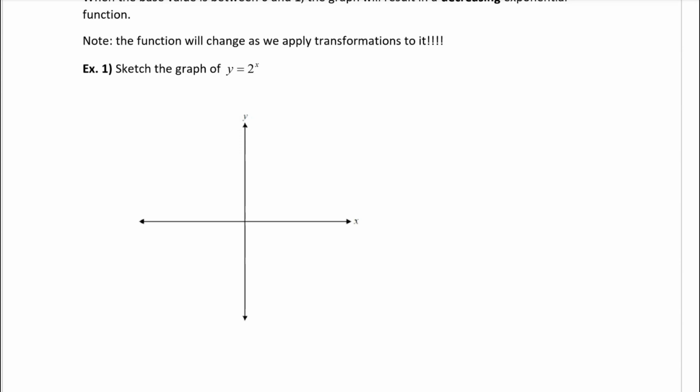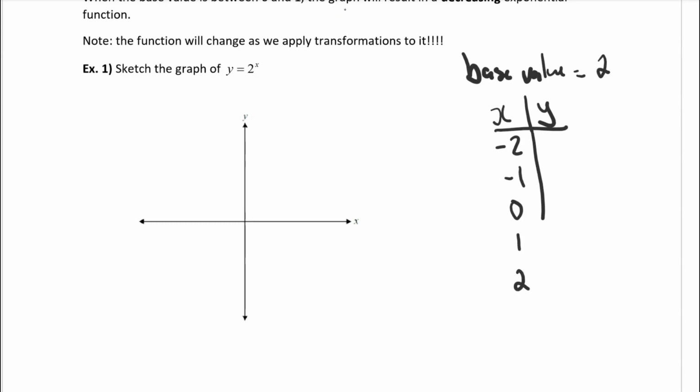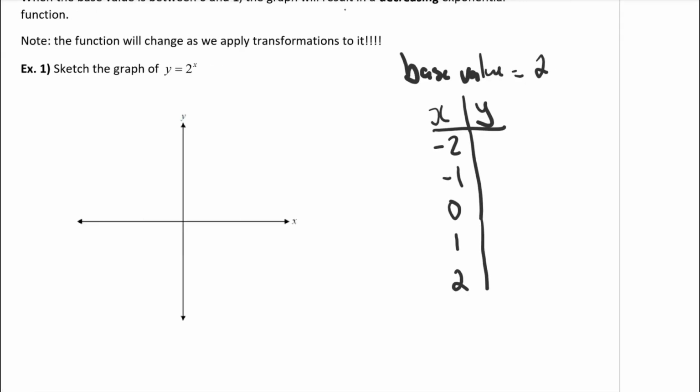One thing we need to note is that the base value is equal to 2. We're just going to have x and y, and let's choose -2, -1, 0, 1, 2. So if we have 2, that's the base value, to the power of -2, well, that's equal to 1 over 4. And if we do this throughout, we're going to have 2's all the way down, to the power of -1, to the power of 0, to the power of 1, to the power of 2.